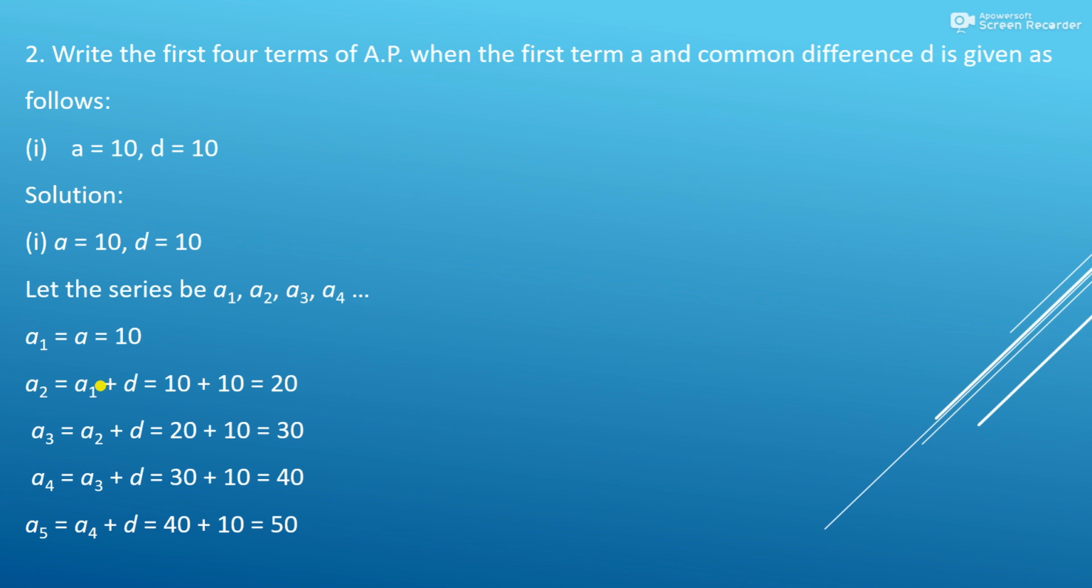What we do here is, if they have given first term and the common difference, we have to find the next term by adding common difference to the previous term. So to find the second term A2, first we have to add common difference, that is D, to the first term. Like that we have to solve. This is the first problem. Therefore the series will be 10, 20, 30, 40, 50, etc. Fourth one I have done here.